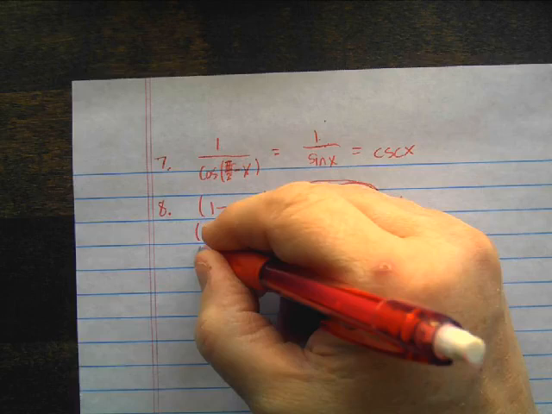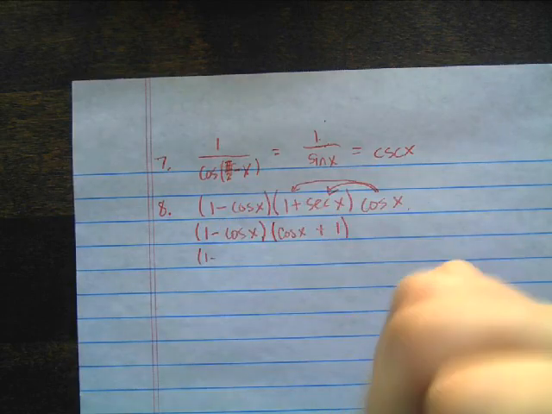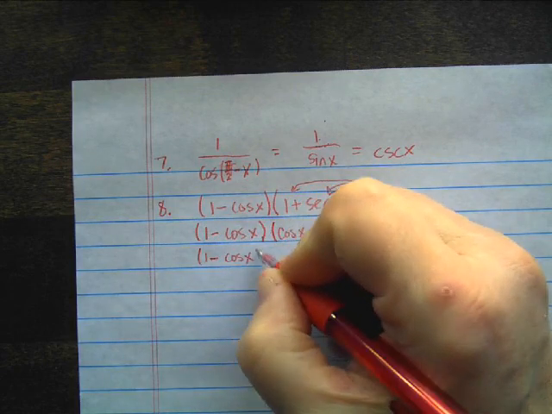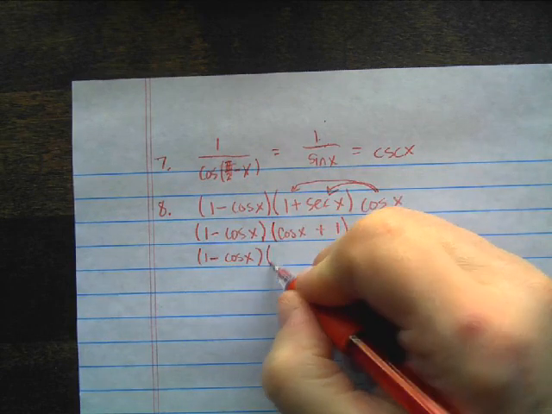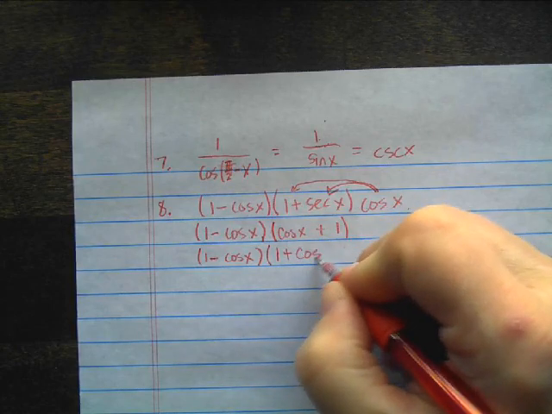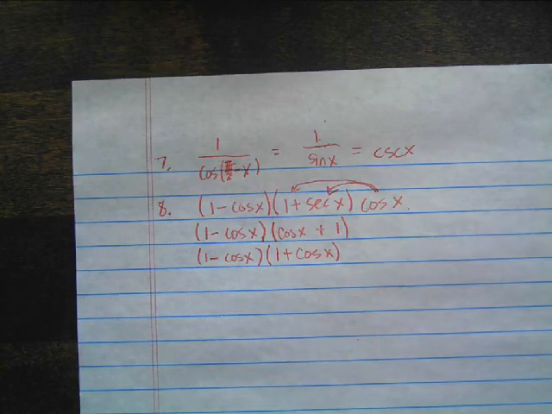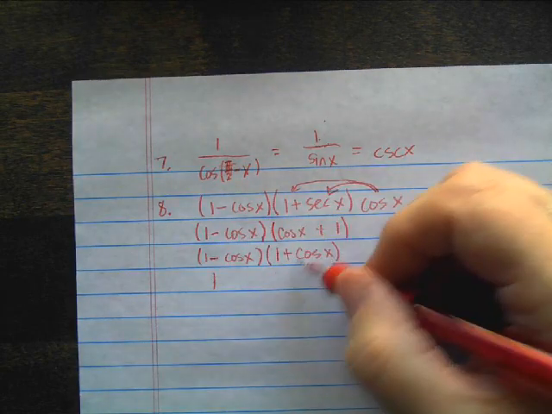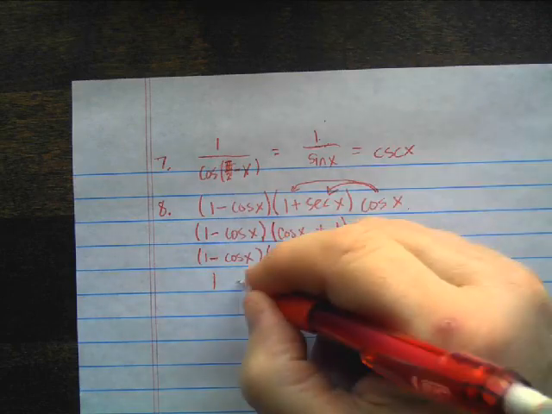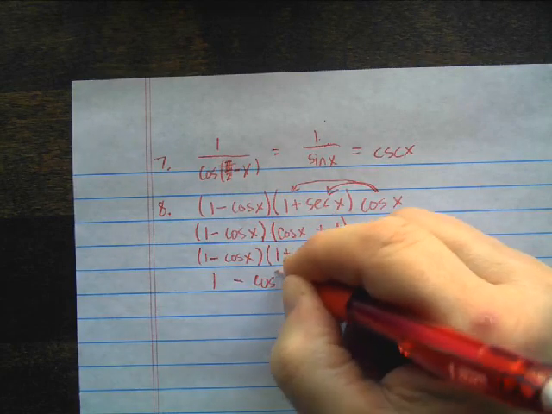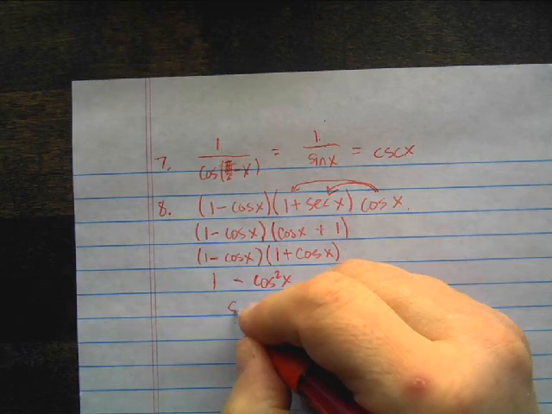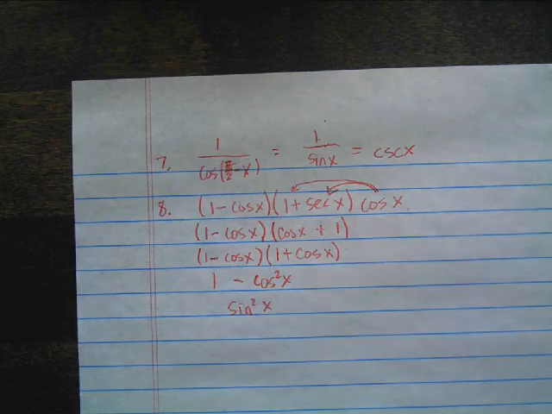And then what I'm going to do, because I'm kind of needy, OCD, whatever you want to call it, I need this switched around to 1 plus cosine x. Okay, now I'm ready to multiply that out. So this is 1 plus cosine x minus cosine x is gone, and then that'll be minus cosine squared x, and that's the Pythagorean identity for sine squared x.